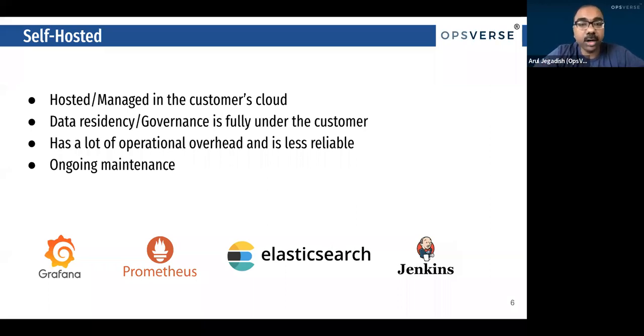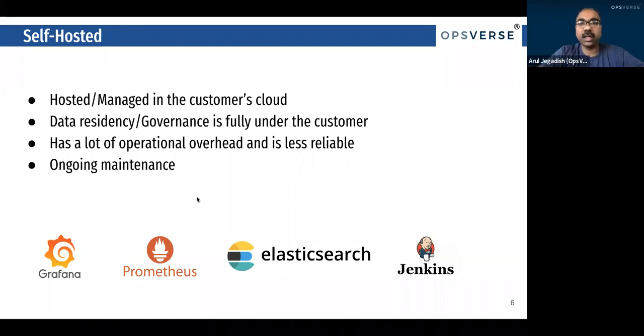It's totally under your control. You can decide where to keep your data, how long to keep it. All of that is fully under your control. But at the same time, the flip side is you have a lot of operational overhead, and it is less reliable compared to the SaaS model where an expert provider is managing the infrastructure for you.